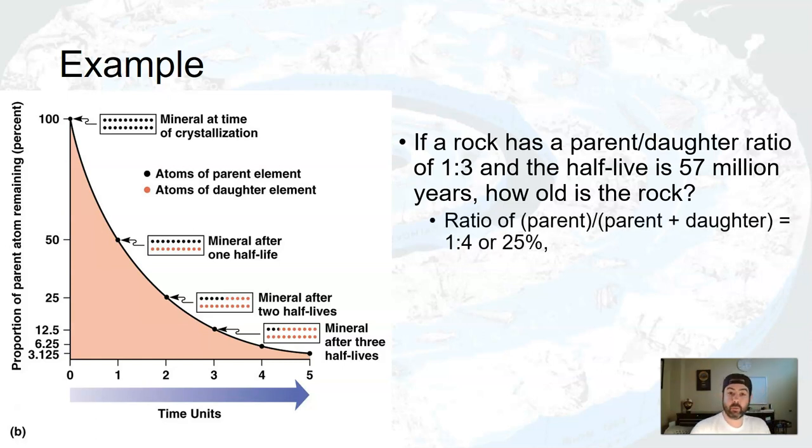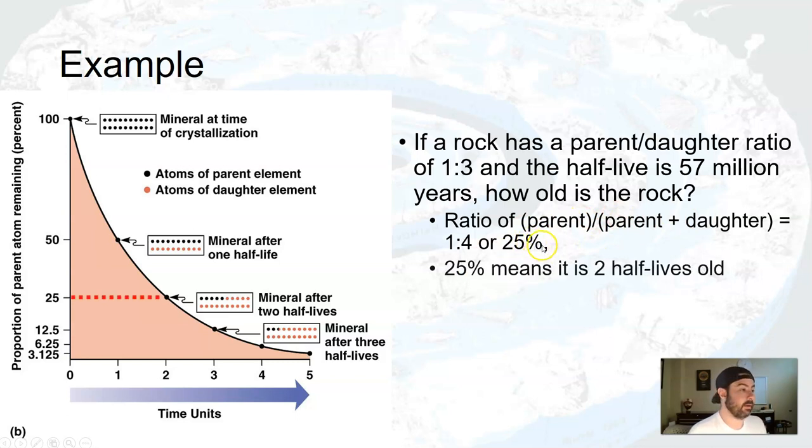Okay, so we take the ratio, which is a division, of how many parent I have left, which is 1, divided by the total I started off with, which is the parent plus the daughter. So I started off with 4 parents, and then I'm left with 2 parents after 1 half-life, and then I'm left with 1 parent after 2 half-lives. Or mathematically, you take how much parent I have left, 1, divided by the total amount of isotopes, parent plus daughter, 3 plus 1 is 4. So 1 divided by 4 is 0.25 or 25%.